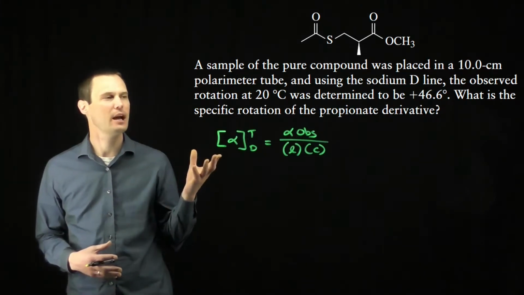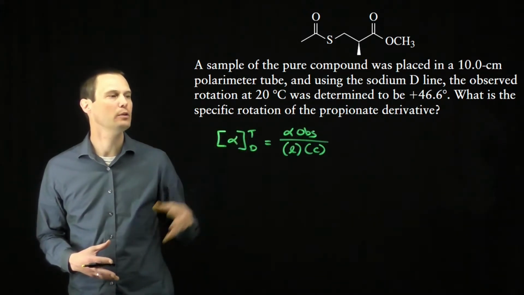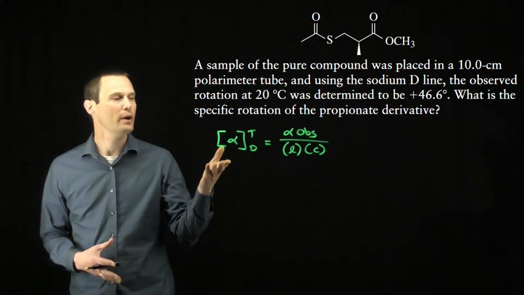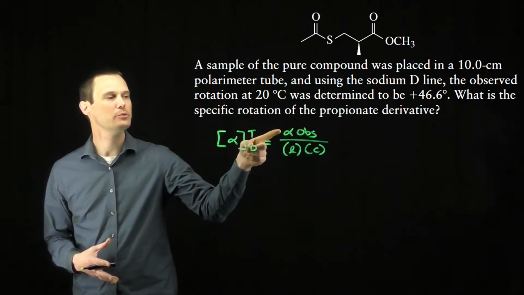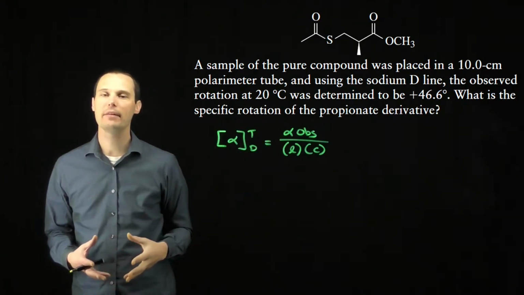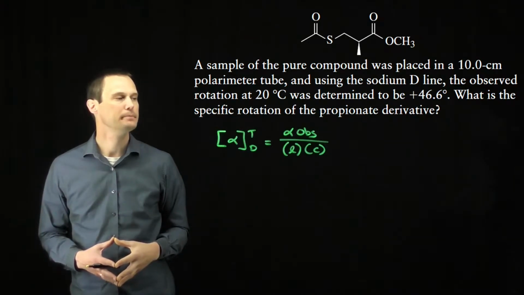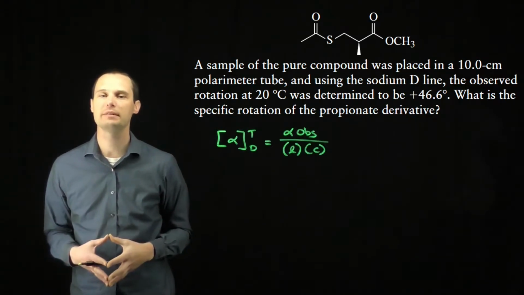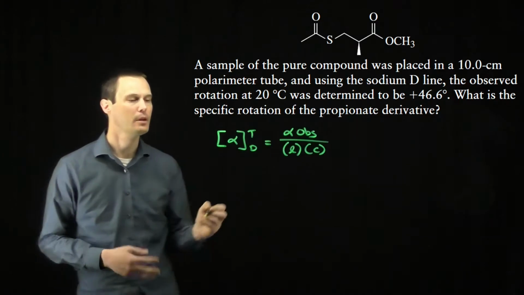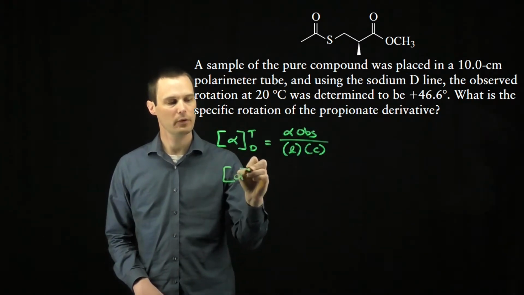This question asks us to calculate the specific rotation for this molecule given these parameters. Our equation for specific rotation is to take the observed rotation and divide it by the path length and the concentration. For a pure sample, the concentration will be the same as the density. Let's plug in some numbers for this calculation then.